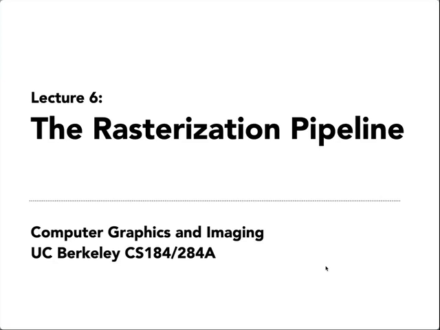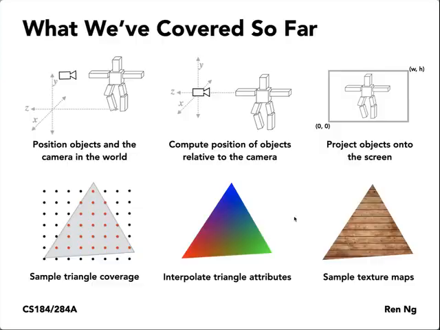Okay. Let me start us on the rasterization pipeline. So what have we covered so far in the course? We've talked about positioning objects and the camera in the world. And we've talked about computing the position of objects relative to the camera. We've talked about projecting those objects onto the screen. We talked about sampling triangle coverage, so scan converting or rasterizing. Think of it as rasterizing.